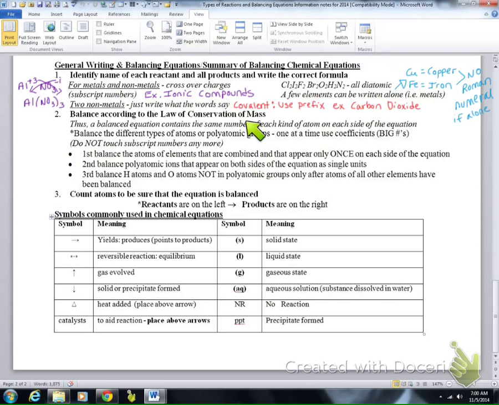So then we're going to balance according to the law of conservation of mass. A balanced equation contains the same number of each kind of atom on each side of the equation. So we're going to balance the different types of atoms or polyatomic groups at the same time.